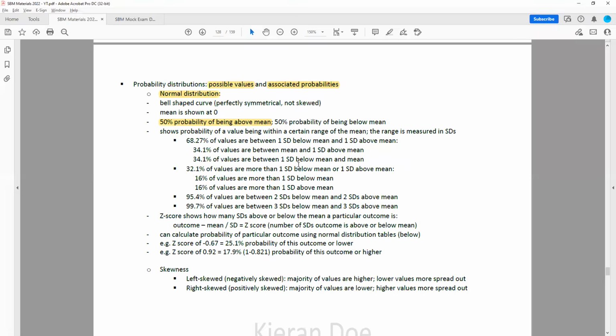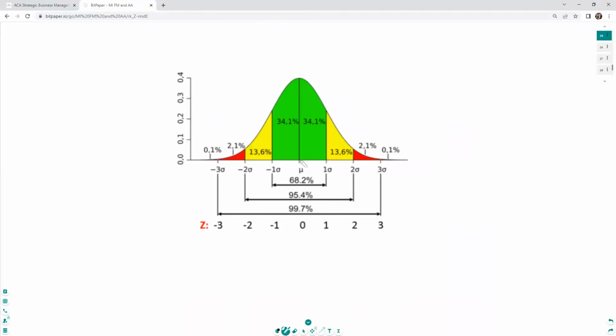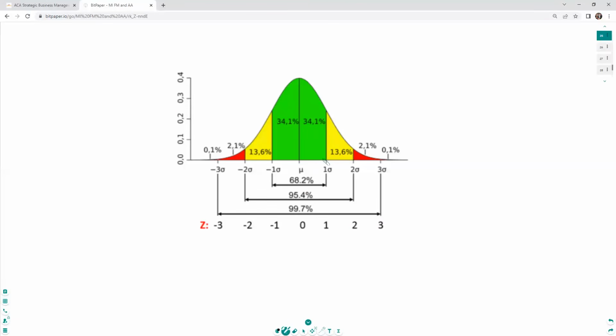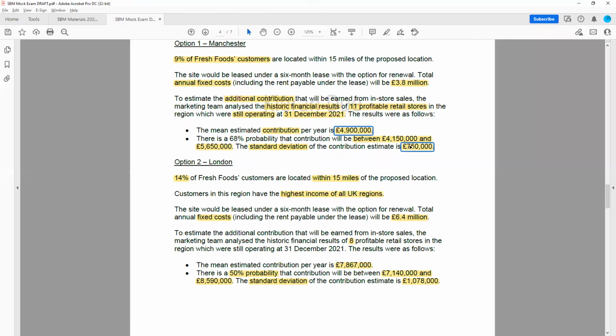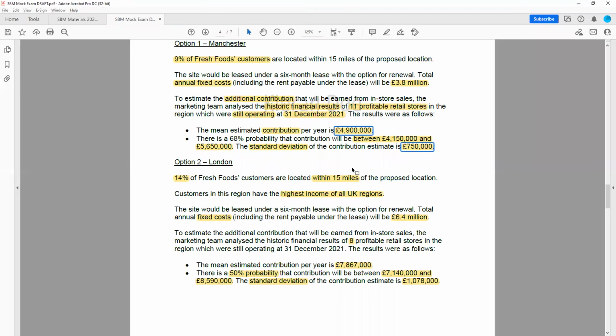So of course we know with Manchester, for example, the standard deviation was 750. We've got the mean here, which is the 4.9 million. If it follows normal distribution, then we'd be able to say that the 4.9 million plus the 750K, so 5.65 million, so between the mean and the 5.65 million would fall into here. And if we took the mean and subtracted the 750K, which would give us 4.15 million, 34.1% of those values would be in here. So that range would be in there.